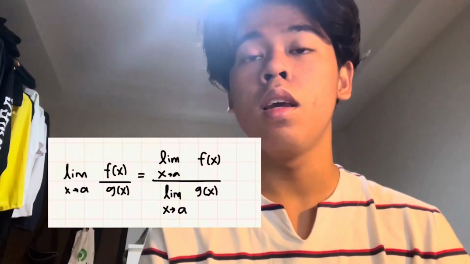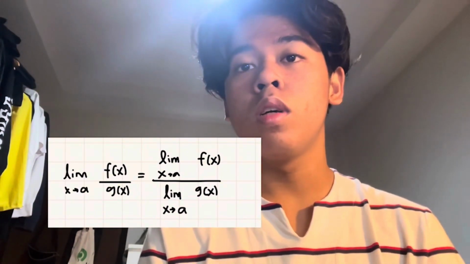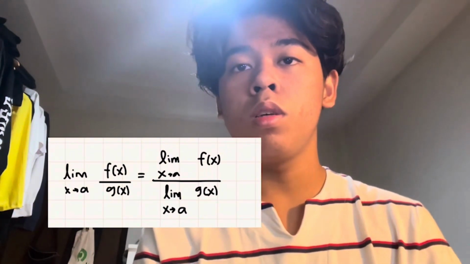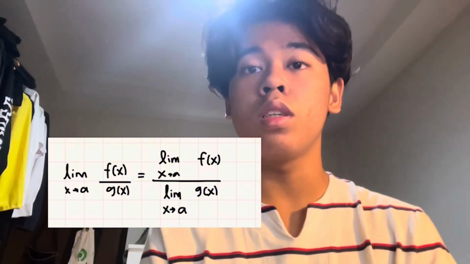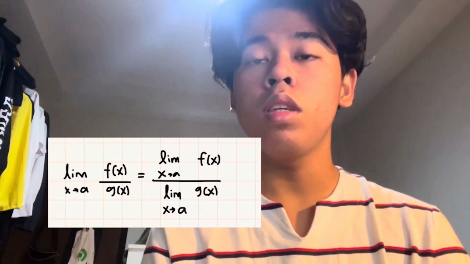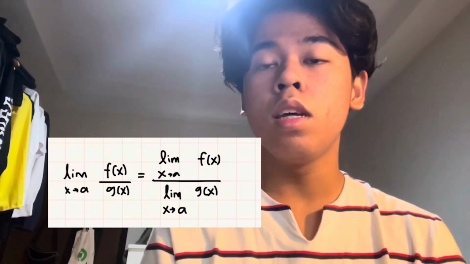So the next form or the next type of the theorem limit is the fourth form. The fourth form is the limit x approaching a of f(x) divided by g(x). It's kind of the same as the previous form. You can separate the function f(x) and the function g(x). So it's going to be limit x approaching a of f(x) divided by limit x approaching a of g(x).